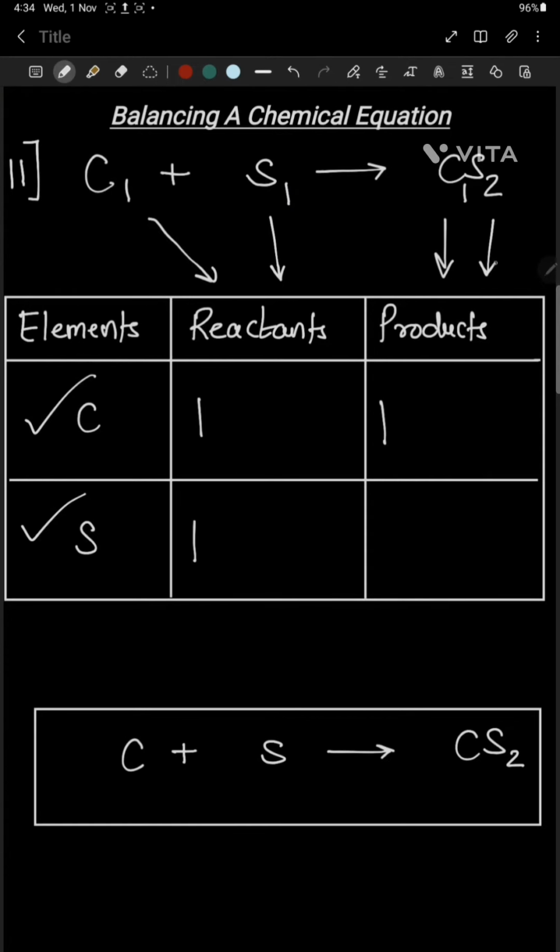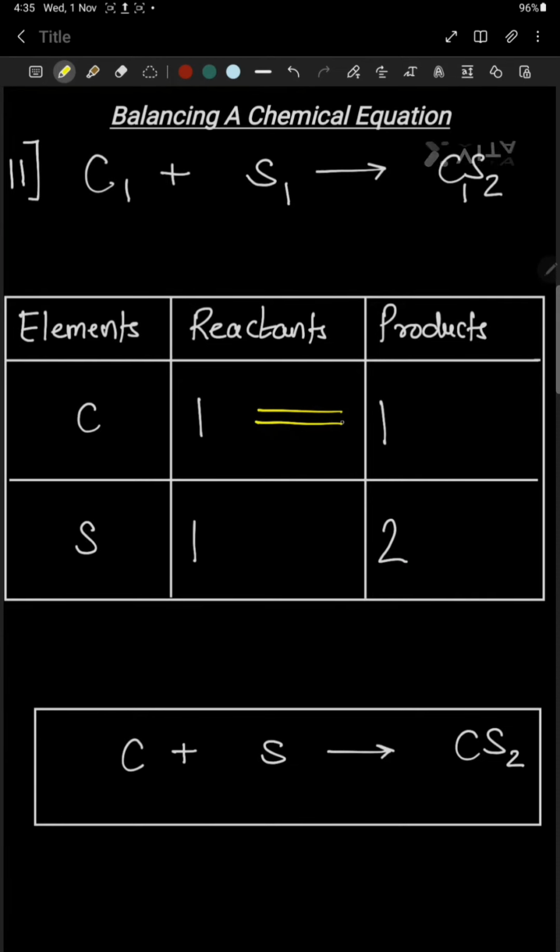When you compare carbon atoms on the reactant as well as on the product side, it seems to be balanced. But when you compare sulfur atoms on reactant and product side, it is not balanced. So we'll have to balance this. In order to balance this, we are going to use the same pattern. As we have 1, we can make it 2. So I'll just simply multiply it by 2. When I multiply it by 2, it becomes 2.